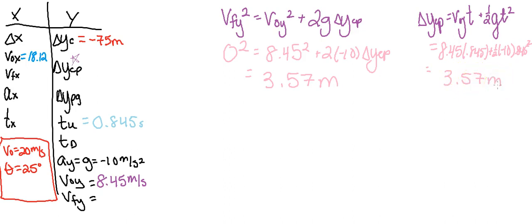So this object is going to go 3.57 meters above where it originally started. So since the question asks how high above the original height, your answer would be 3.57 meters.